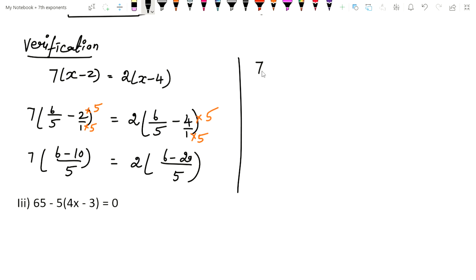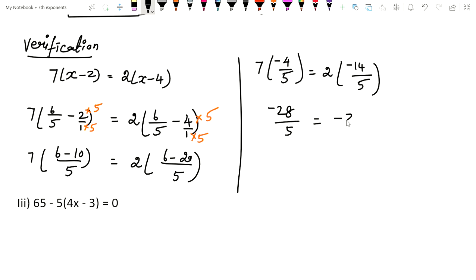So 7 into 6 minus 10, what you will get, children? Minus 4 by 5 equal to 2 into 20 minus 6, you will get minus 14 by 5. Multiply this, minus 28 by 5 equal to minus 28 by 5. So now LHS equal to RHS. So hence verified. You understand, children? See the next one.